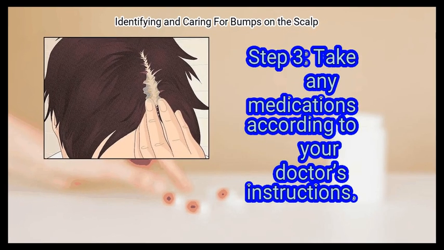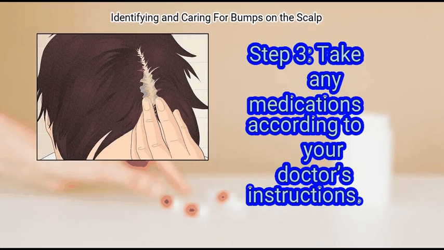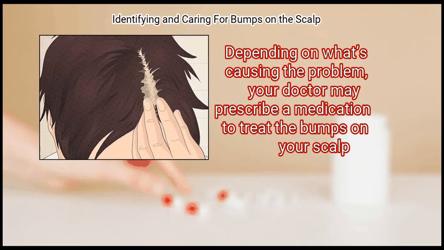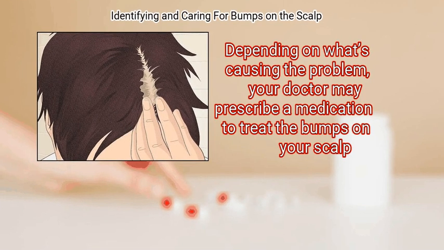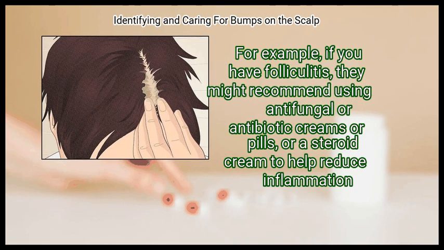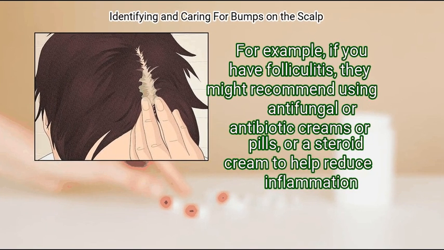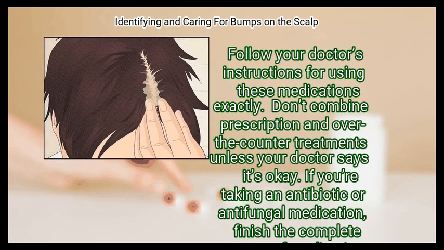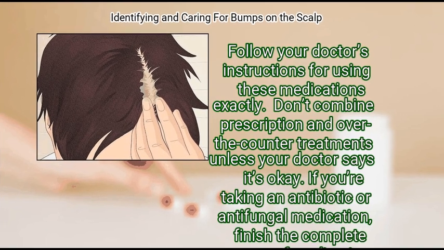Step 3. Take any medications according to your doctor's instructions. Depending on what's causing the problem, your doctor may prescribe a medication to treat the bumps on your scalp. For example, if you have folliculitis, they might recommend using antifungal or antibiotic creams or pills, or a steroid cream to help reduce inflammation. Follow your doctor's instructions for using these medications exactly.